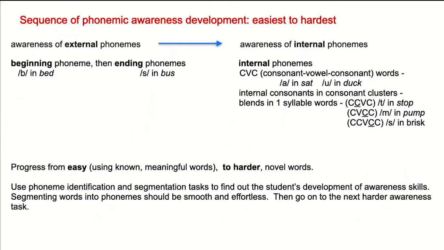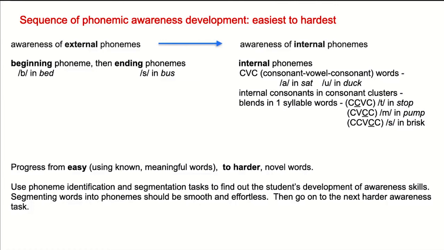The sequence of phonemic awareness development. This information is important because you want to understand that the easiest is the beginning phoneme and then the ending phoneme. That progresses to awareness of internal phonemes. And the internal phonemes are going to get more complex, as mentioned previously, when more letters representing sounds are added. So that information is there for you. You saw how we progress from easy, using the known meaningful words, especially important for CVI learners, and then we move into harder, novel words.